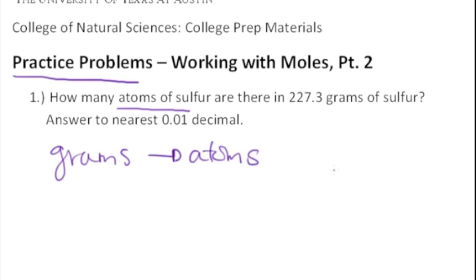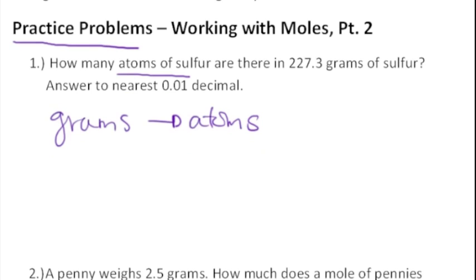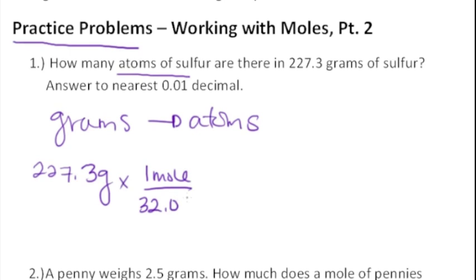And so we're going to be using molecular weight and Avogadro's number to do this. What you want to do is start with what they've given you, which is 227.3 grams. And so you know that we need to get rid of grams, and you can do that by using the atomic weight of sulfur. And if you divide by that, that'd be 1 mole over 32.07 grams of sulfur. Grams cancel.